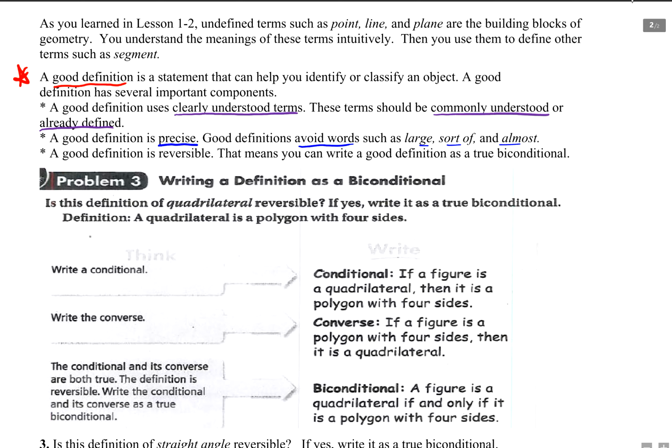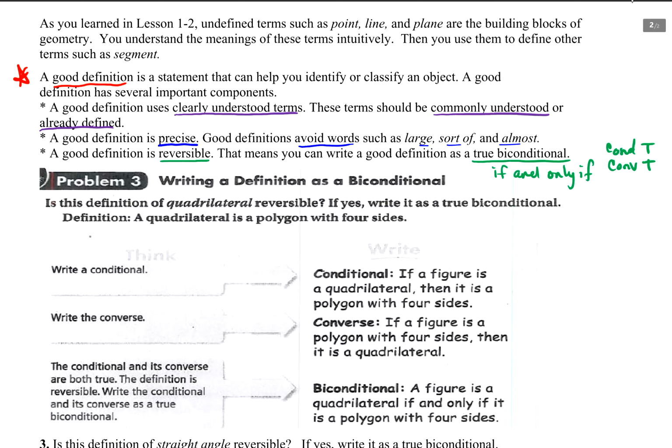And finally, a good definition is reversible. That means that we can write it as a true biconditional. This is our if and only if statement. That means that your conditional is true and your converse is true. So you have to have a true conditional and then be able to write it as a true converse. And then you have a good definition.